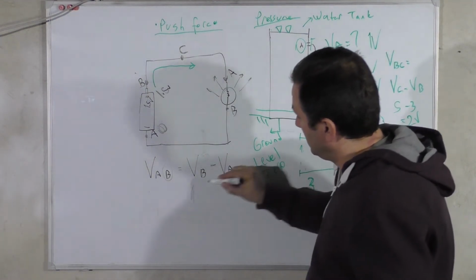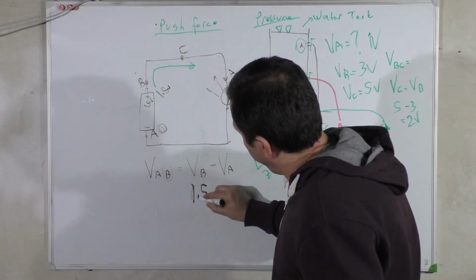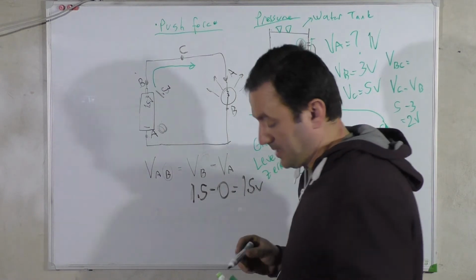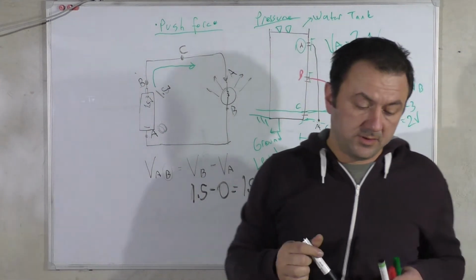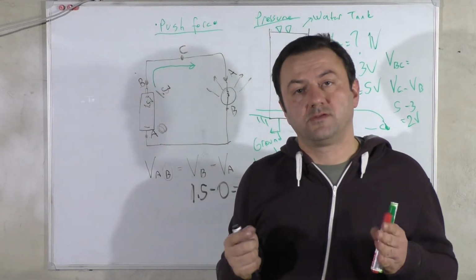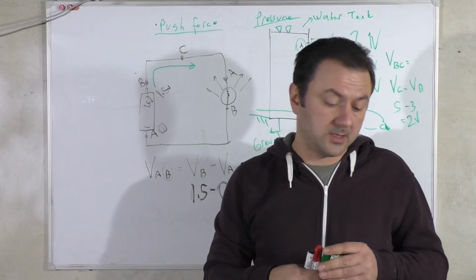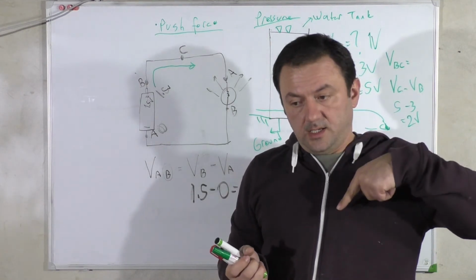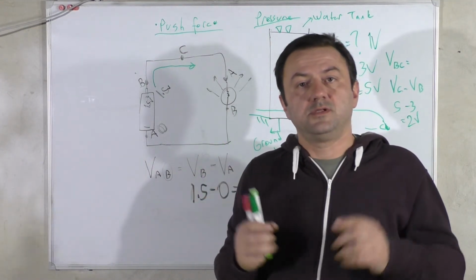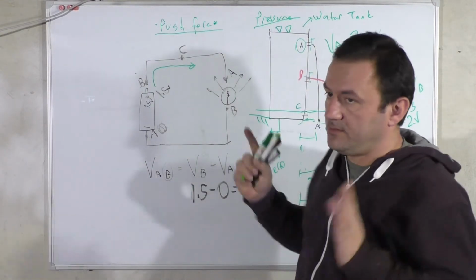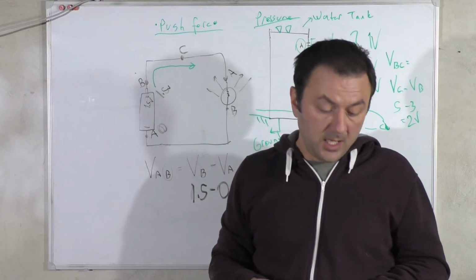So 1.5 minus 0 is 1.5 volt. Now we will go to measure with a voltmeter, multimeter or voltmeter. I will open it, and we will put one battery, 2, 3 batteries like that. We will put them and we will measure.